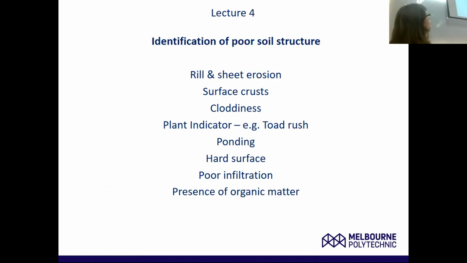Identification of poor soil structure, well, you'll have what's called rill or sheet erosion. You can get surface crusts as well. I don't know if you've seen this on your own garden or on paddocks, but the soil actually looks different when it's starting to erode. You sort of can sometimes get a glistening on the top of it, and you can see that changing as erosion occurs. You can get what's called cloddiness, and also there can be plant indicators.